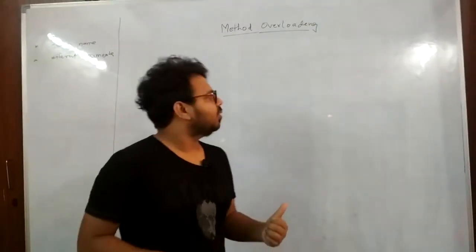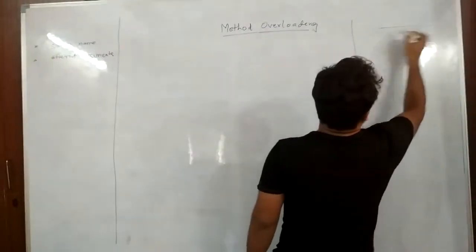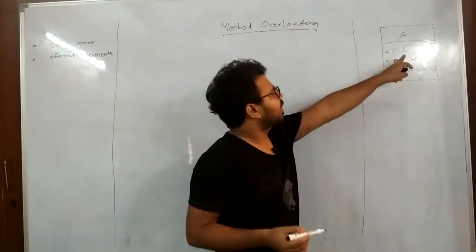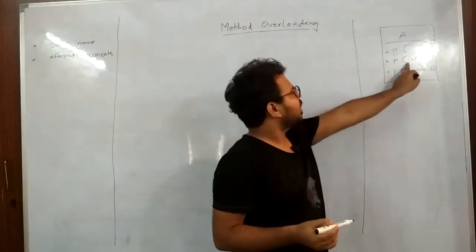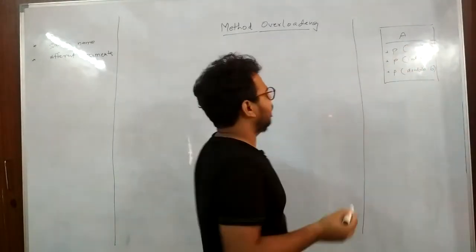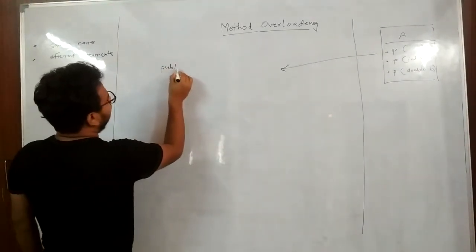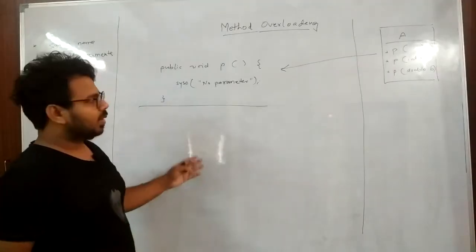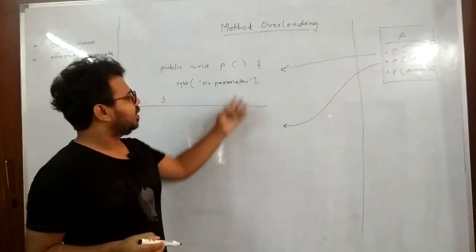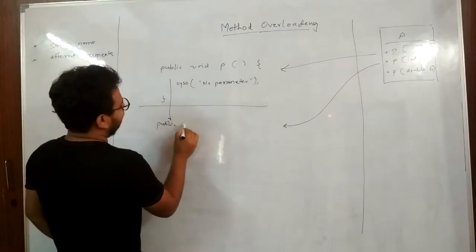Now let us see what overloading is with a proper example. Suppose we have a class here, class A. So we have a method P with no argument, with an integer value, and with a double value. Suppose here its definition is like this: public void. Now let's define this method.